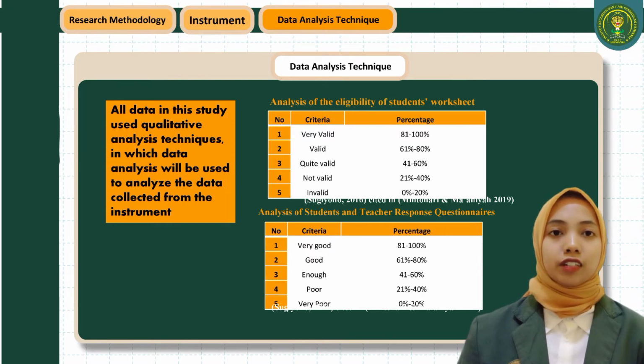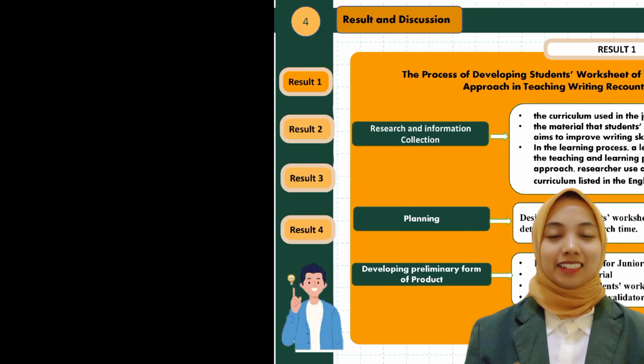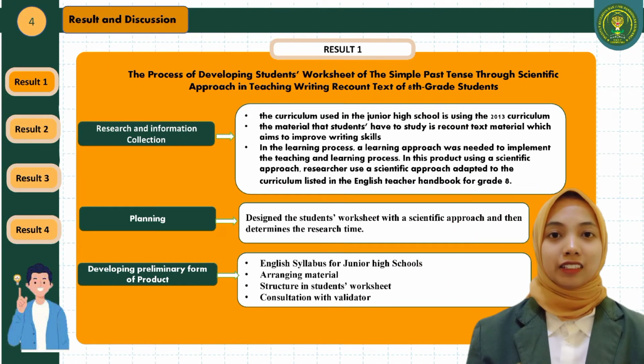And then if it gets the percentage 21% until 40%, it has a poor criteria. And the last is if it gets the percentage of 0 percent until 20%, it gets a very poor criteria. And then the fourth content is about the results. The researchers have four results.